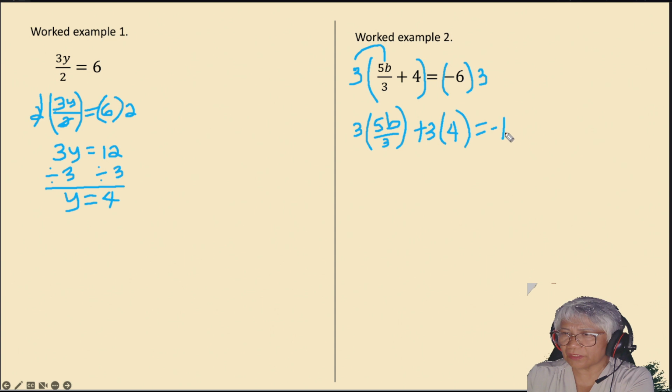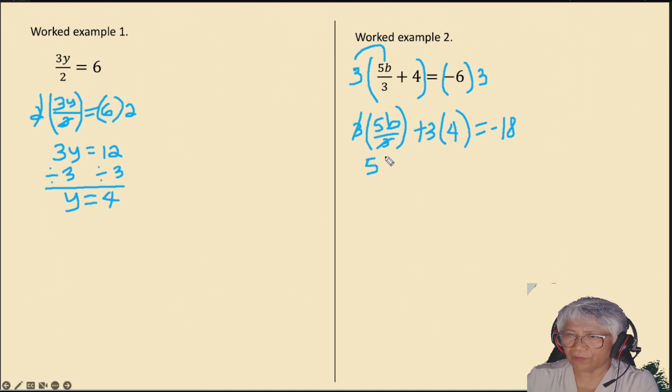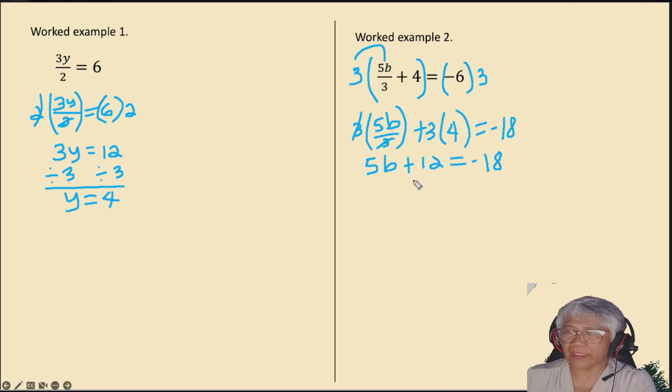That is negative 18. Simplifying further, this 3 here will cancel out with that. So 5b plus 12 is equal to negative 18. Simplifying it further, we need to get rid of the 12. Since this is a plus, we use the inverse, which is minus or subtract. So minus 12.